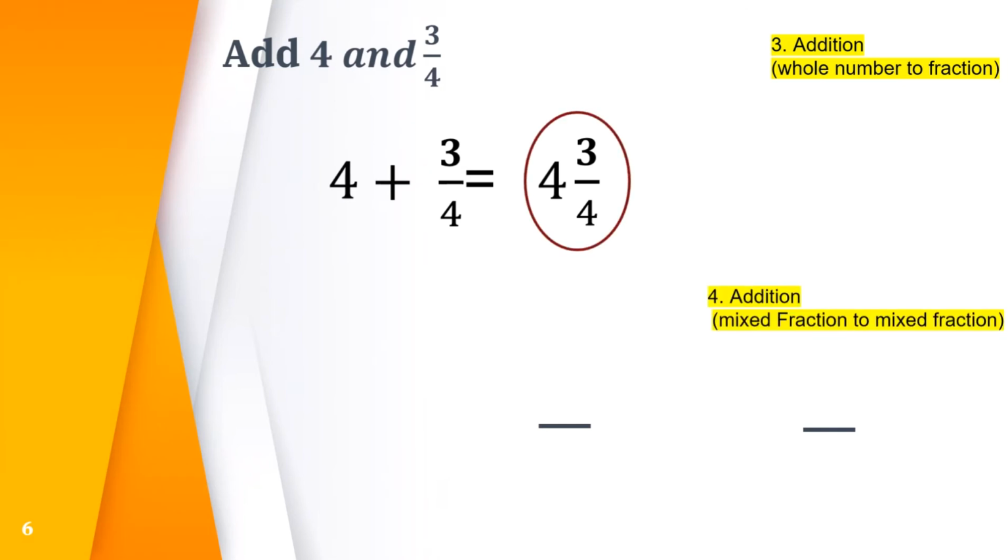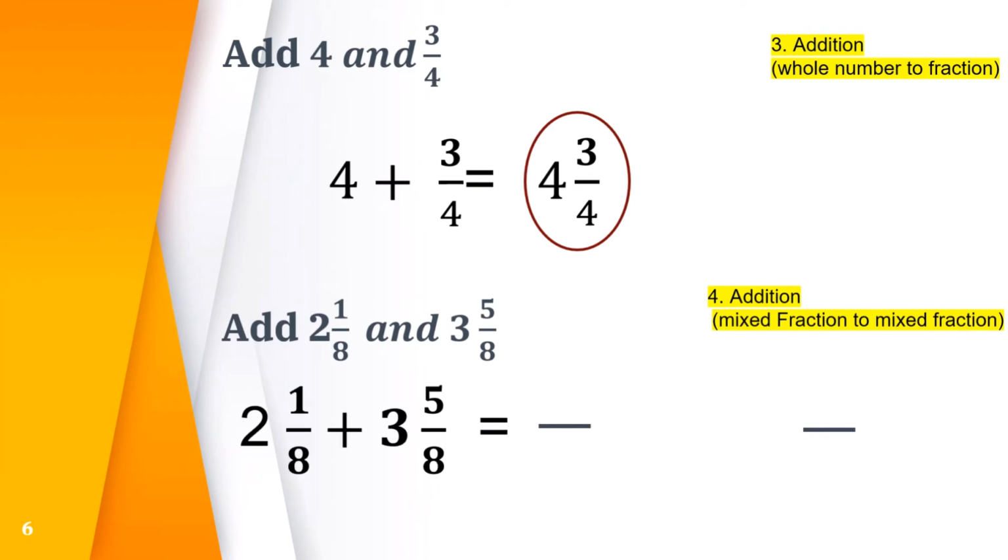Next, we have addition of mixed fraction to mixed fraction. Add 2 and 1/8 by 3 and 5/8. So, unahin natin i-add ang numerators. 1 plus 5 is 6. And then, copy natin yung common denominator, that is 8. And then, i-add natin yung whole number nila. 2 plus 3 is 5.